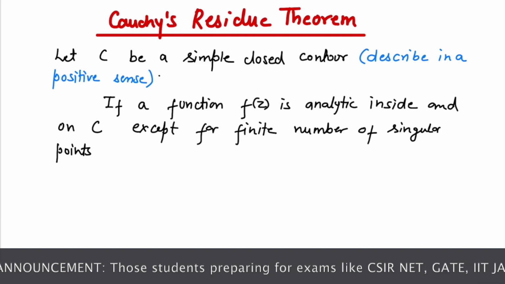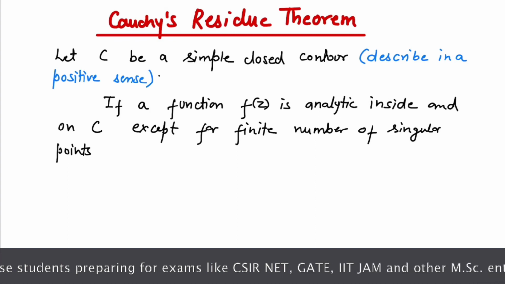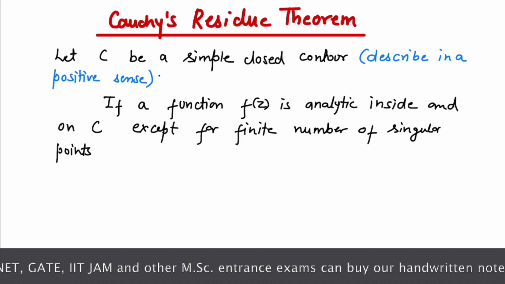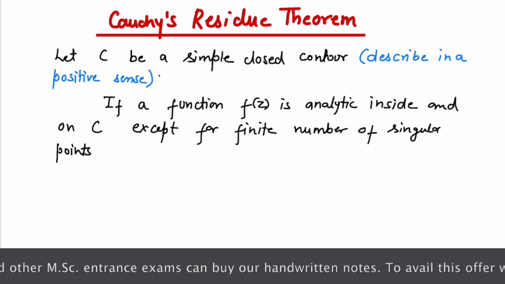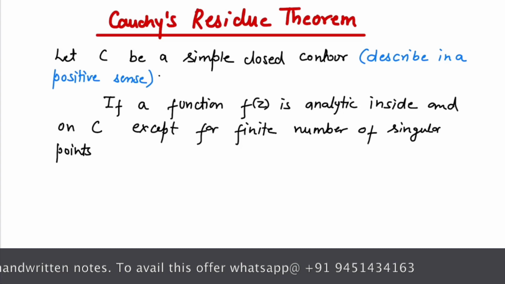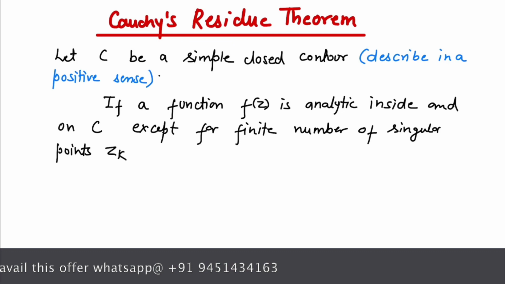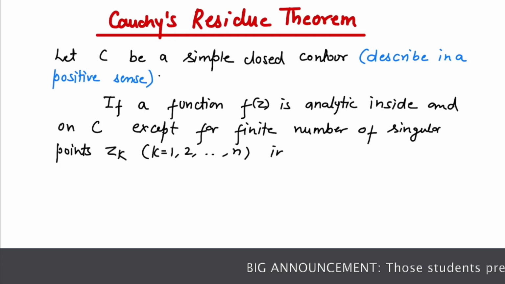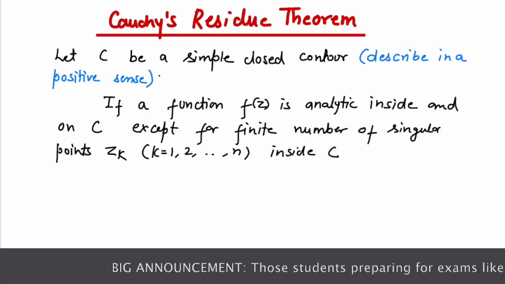that means f of z has a finite number of singular points inside this contour C, okay, and except those points f of z is analytic inside and on C. Suppose z_k are singular points. Here k is running from 1 to n, that means we have n singular points inside C.